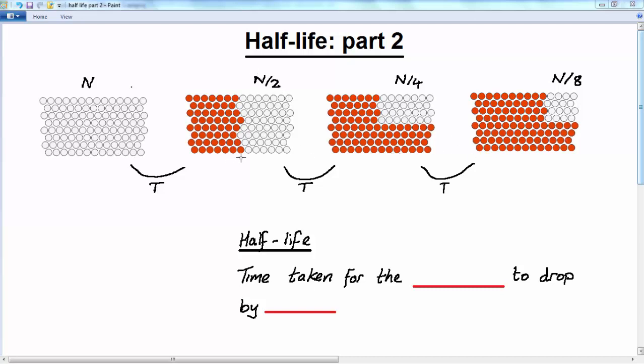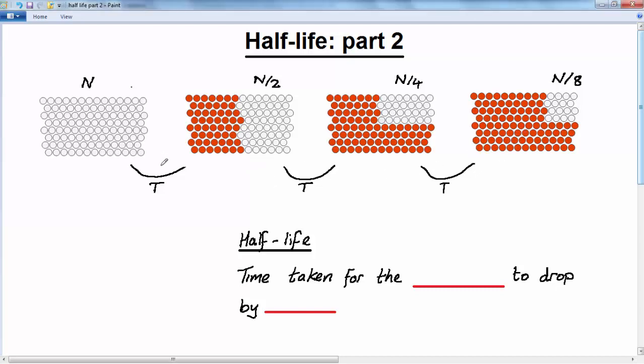Again, I must stress that these are pictograms. In our representation, the isotopes that have decayed, that's to say these red atoms, should be completely randomly distributed throughout the sample. They're not organized in this neat little way. That's just to help us understand what's going on. So in reality they should be randomly distributed throughout each sample.